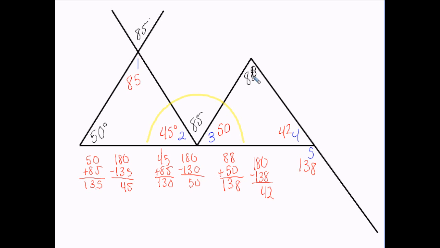So we followed the path, kind of, a path through the triangle. And then to get the 5, you added 50 plus 88. Question? Good?